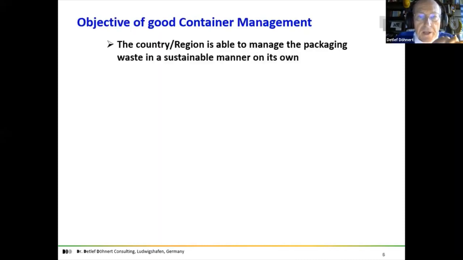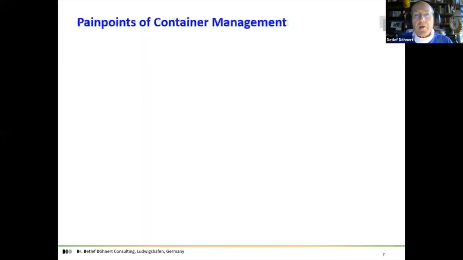I think the objective when introducing good container management is to get know-how transfer so the region or the country is able to manage the packaging waste in a sustainable manner on its own. And in many areas, we have seen that there were donors spending a lot of money. A pilot was running, and as soon as the donors stopped financing the project, the container management scheme collapsed.